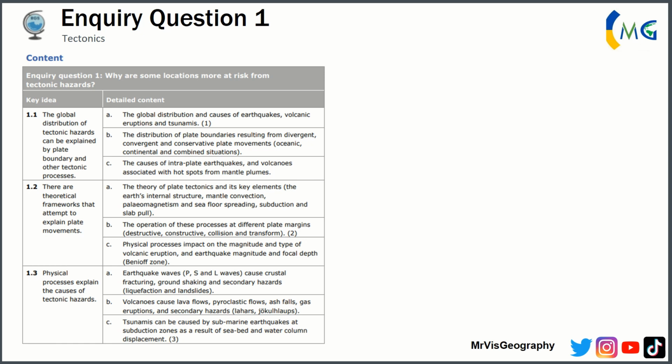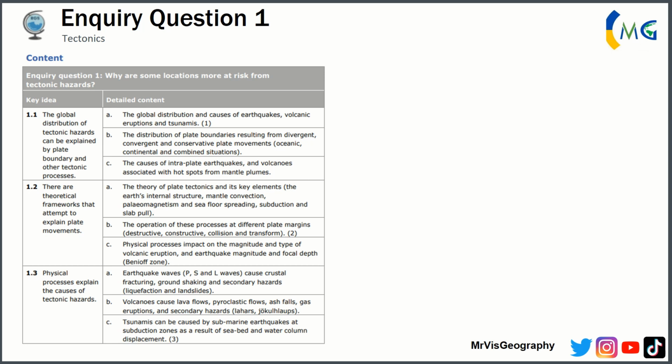We look at different theories of convection currents, paleomagnetism, and seafloor spreading or ridge push, which is quite complex and stresses a lot of people. I've done a specific video on that. We look at subduction and slab pull theory, which is probably the one that is most mainstream nowadays. We then have a look at the different types of plate margins and what occurs at each. We look at the concept of the Benioff zone, which looks at the depth of each earthquake and how the different waves affect the strength of the earthquake.